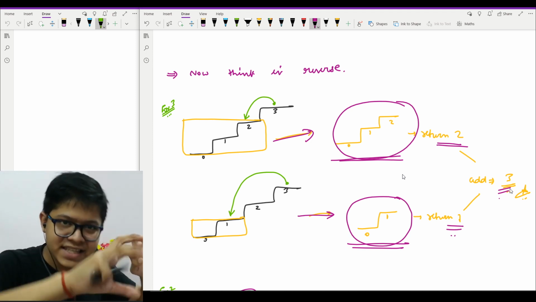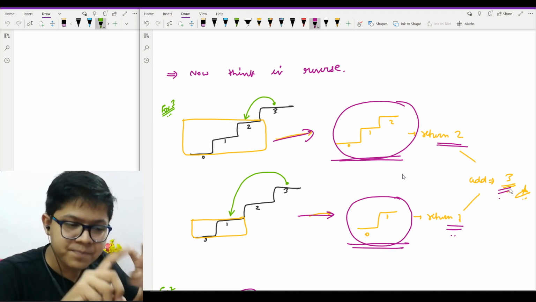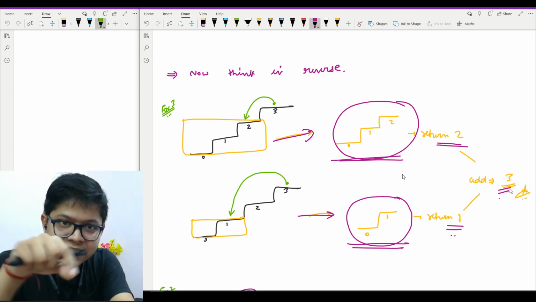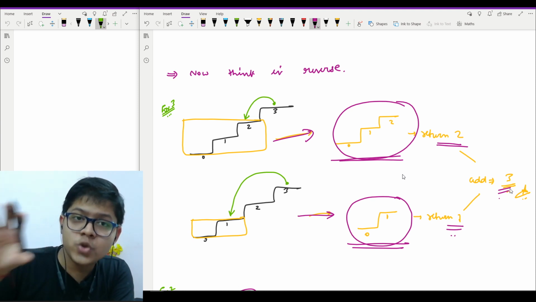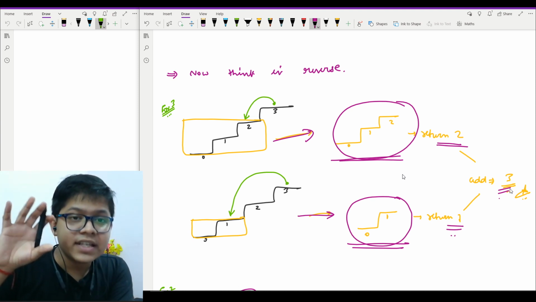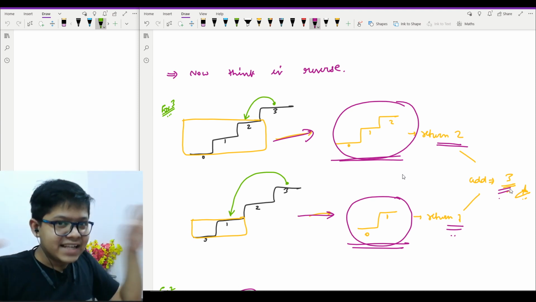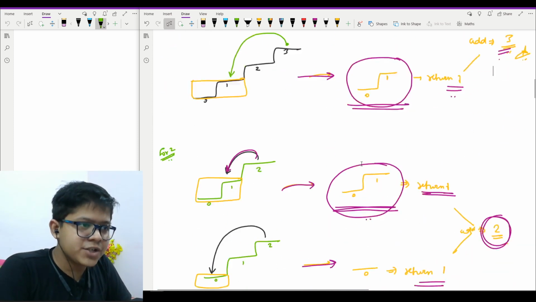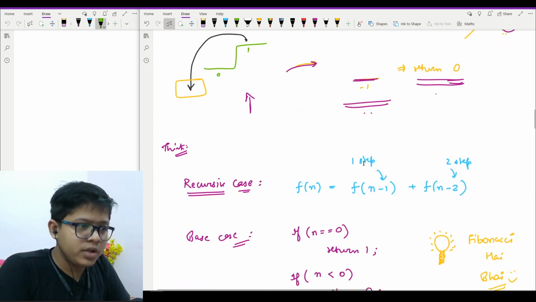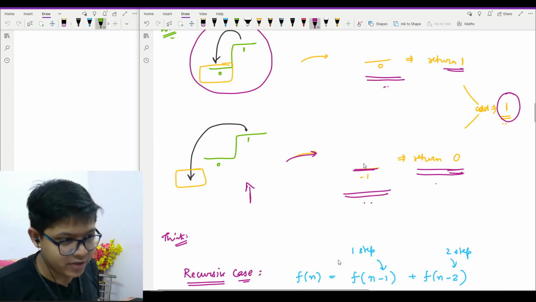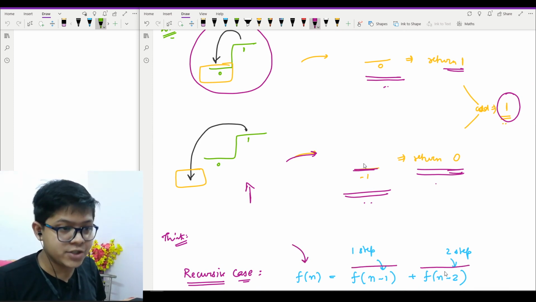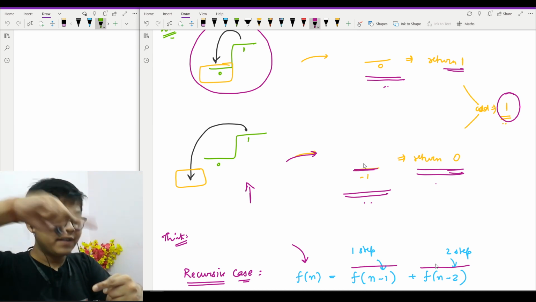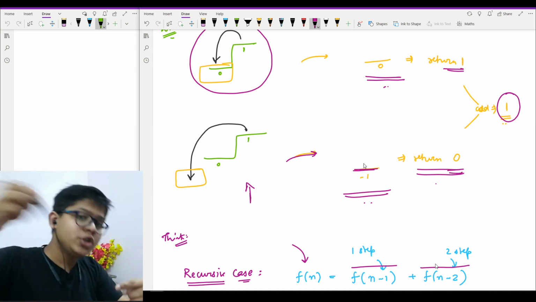up till the n minus 1th staircase because of a one step jump, plus I can have an answer for the n minus 2th staircase, which means a step 2 jump. And thus I will add it. So if I show you the recursive code, it would look something like this, as you can see on the screen. F of n would be nothing but f of n minus 1 plus f of n minus 2: n minus 1 for the one step jump, n minus 2 for the two step jump.